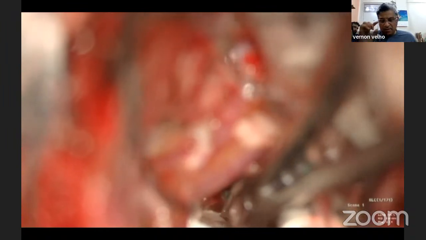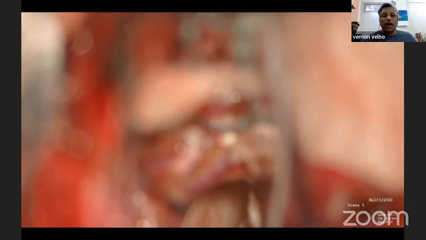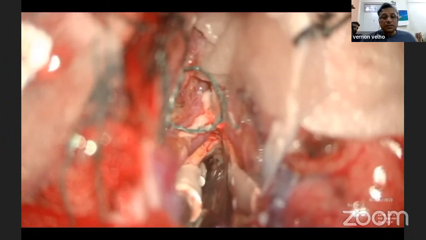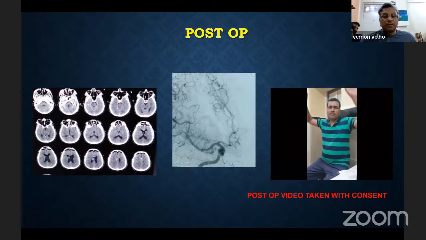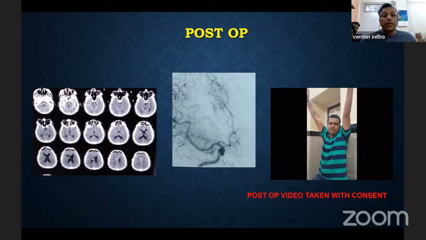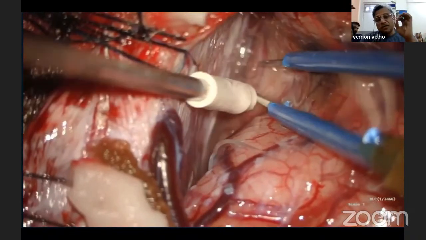So this last part requires sharp dissection and cutting. Otherwise, you can't get it out. So this is after removal. And that's the post-op DSA, that's the patient, that's the post-op scan. So this was a large cyst. It was almost coming into the lateral horns, and it was tackled by a transcallosal, transchoroidal approach.